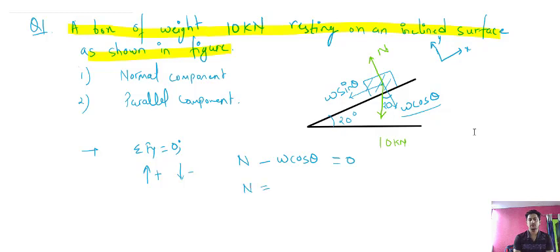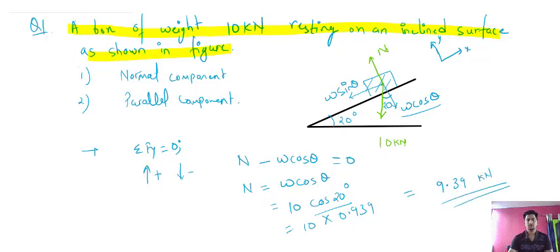So the normal component will be W cos theta. Here W is 10 kilonewton and theta is 20 degrees. Now you need to calculate the value of cos 20. So cos 20 comes out to be 0.939. So it will be 10 into 0.939, which comes out to be 9.39 kilonewton. So this is the normal component.